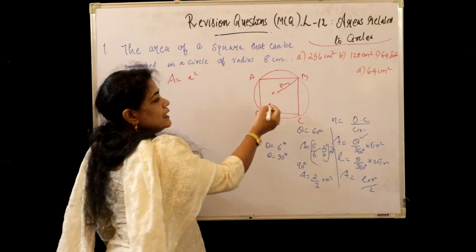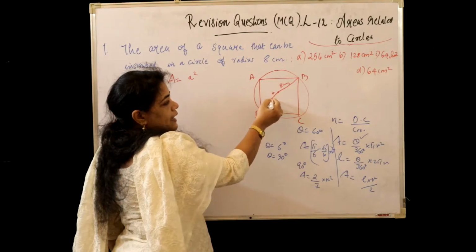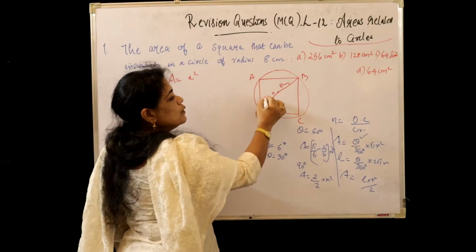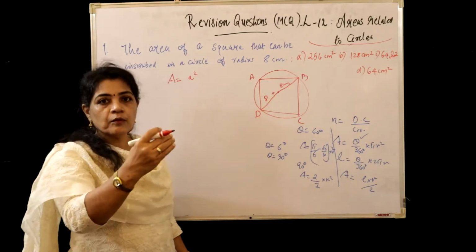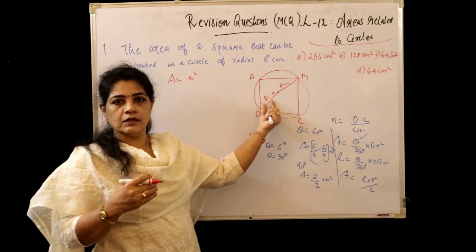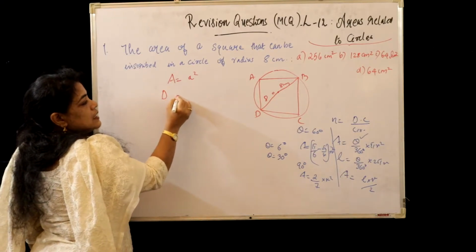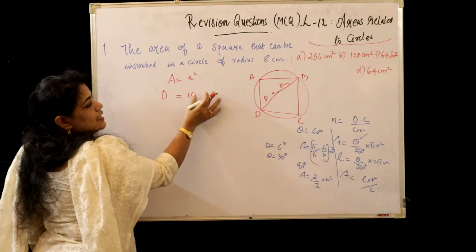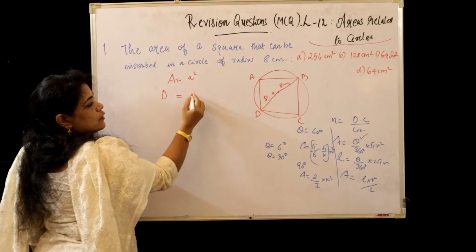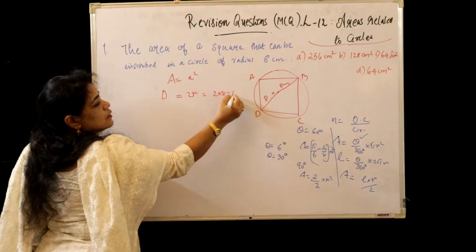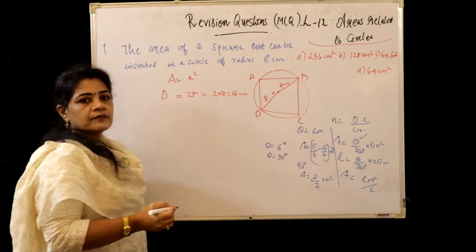That means DB is the diagonal, and the diagonal is 2 times R. You know this is 8 centimeter, and from O to D is also 8 centimeter. That means the diagonal of the square is equal to 16 centimeter, that is 8 plus 8 or 2R, which is 2 into 8, equal to 16 centimeter.